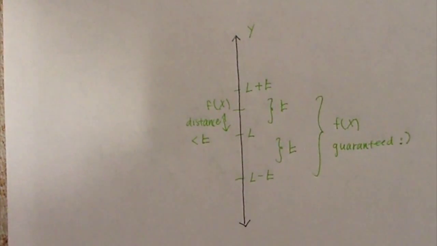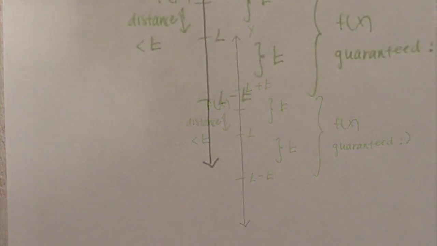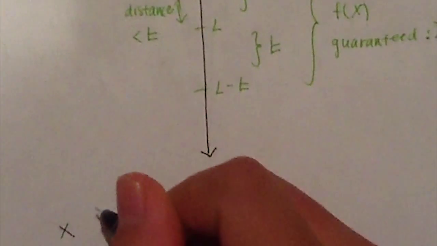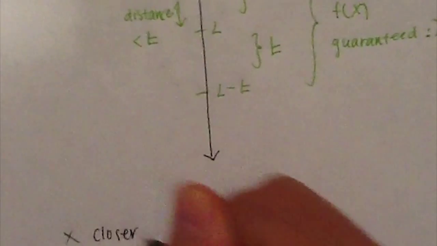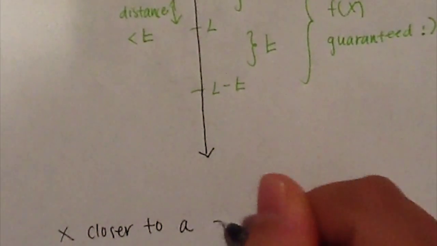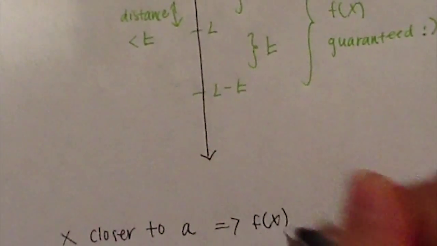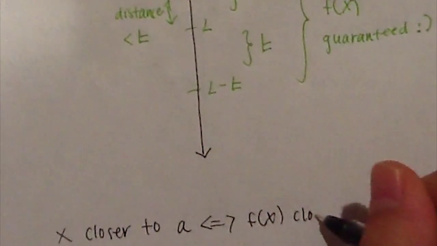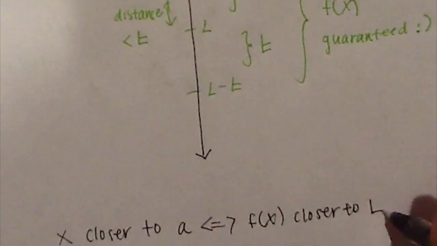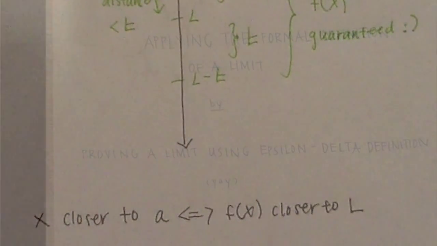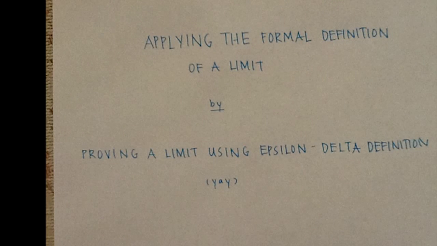So no matter how small the epsilon or delta value may be, or no matter how small the range you give me may be, as x gets closer to a, so as the delta value gets smaller, f of x will get closer to L, so the range value will get smaller, and vice versa. So that's basically the essence of the formal definition of a limit, or the essence of the epsilon delta limit definition.